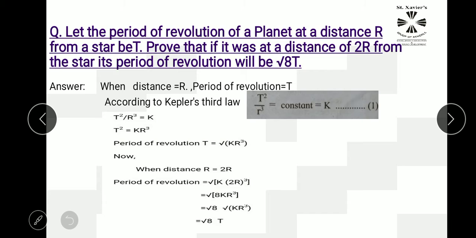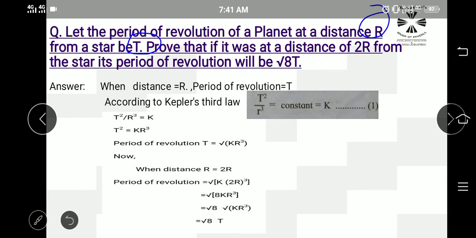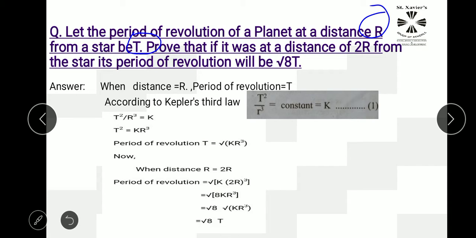Now let us continue with a few sums which are given in your exercise at the end of the chapter, students. Here one question is given: let the period of revolution of a planet at a distance R from a star be T. Period of revolution is given T and distance is R. Prove that if it was at a distance of 2R instead of R from the star, its period of revolution will be root 8 T.